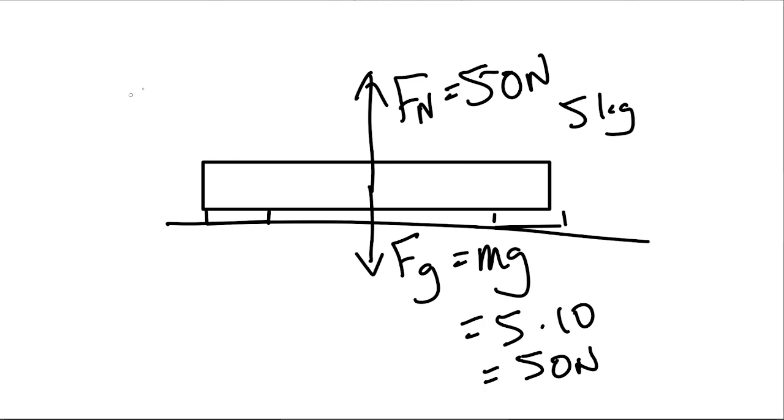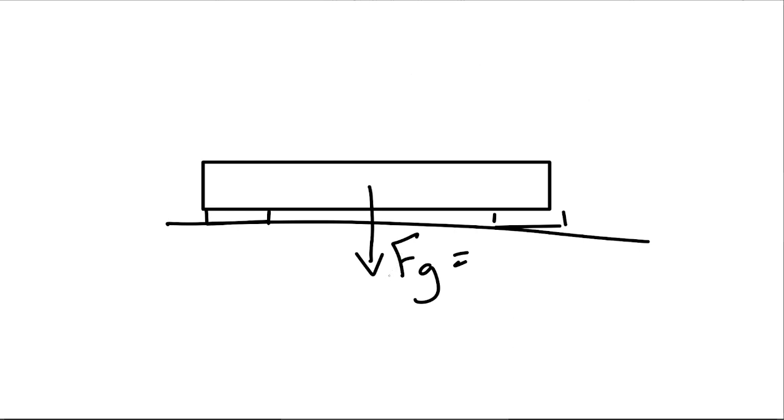However, the scale's calibrated to say that there's 0 kilograms, right? There's nothing on the scale, so it's going to say 0 kilograms. So that means we're always going to be subtracting 50 newtons, right? Because that's our weight. So let's say we lift this up, right?